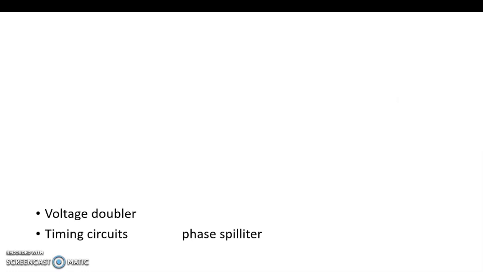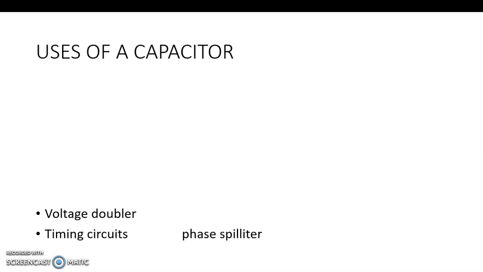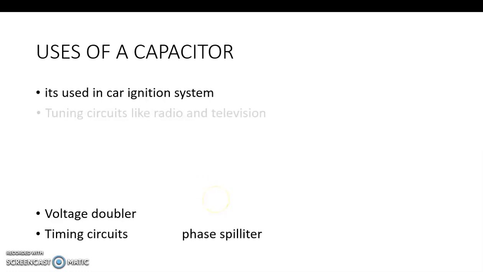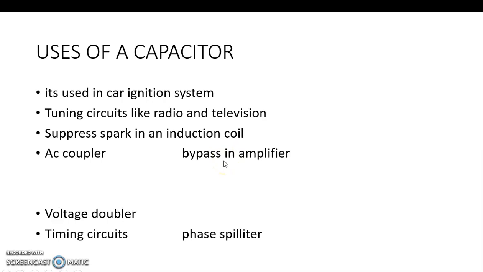Now, capacitors can be used for quite a lot of things. One of them is, we can use capacitors in car ignition system. We can use capacitors in tuning circuits like radio and television. We can use capacitors as a voltage doubler. We can use capacitors to suppress spark in an induction coil, as an AC coupler, as a bypass in amplifiers.